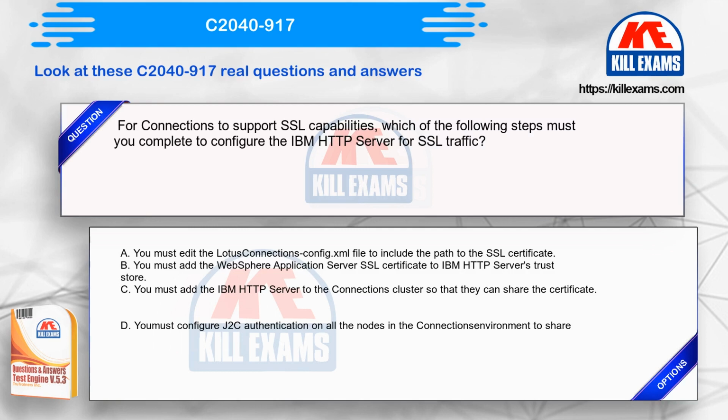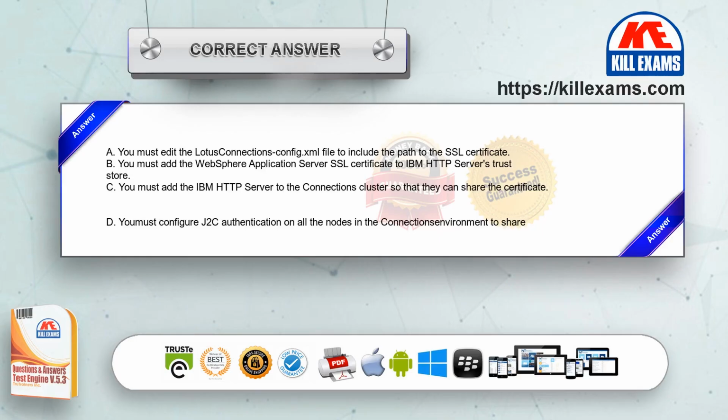Option C. You must add the IBM HTTP server to the Connections cluster so that they can share the certificate. Option D. You must configure J2C authentication on all the nodes in the Connections environment to share the same certificate. The correct answer is option B.